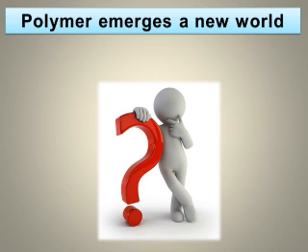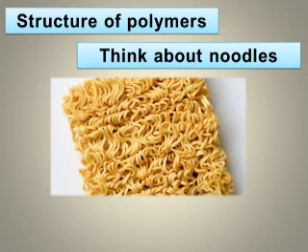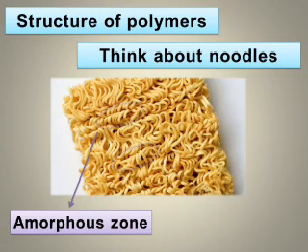Polymers open up a new world. Before I go into this, first imagine the structure of the polymer, how it looks. To know the structure of polymers, you need to think about noodles. Just look at them. Some zones indicated by the violet circle are amorphous zones. Some are crystalline zones, where the chains are arranged in regular arrays. So each polymer material consists of some amorphous zones and some crystalline zones.